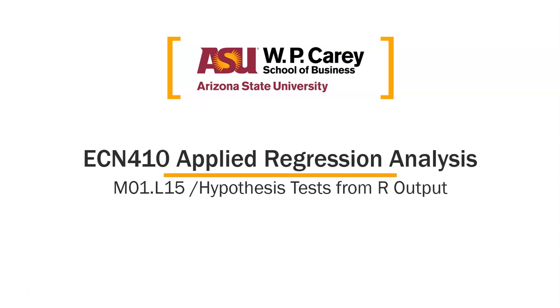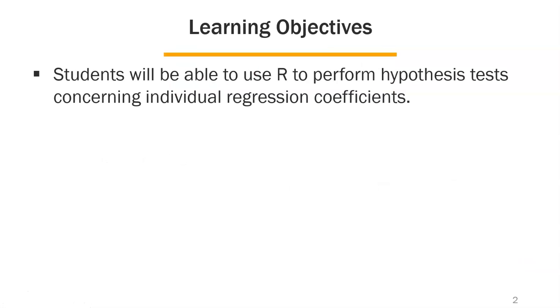In this video, I'm going to talk about hypothesis tests using R. So we're going to look at R output to observe the values that we're going to use for hypothesis testing. So the objective then is for you to be able to use R to conduct hypothesis tests. And again, in this setting, we're looking at individual regression coefficients.